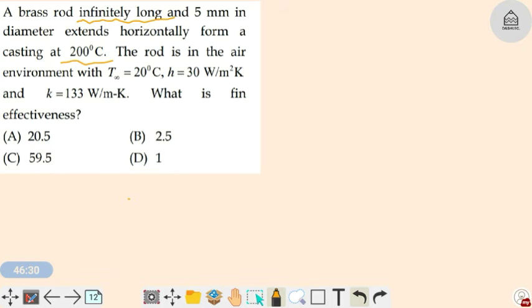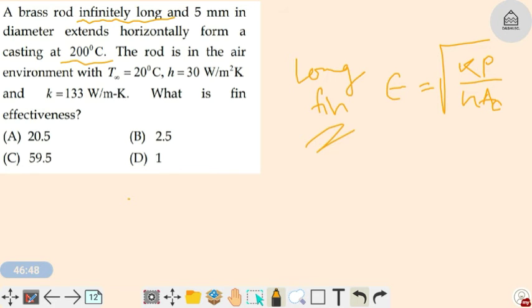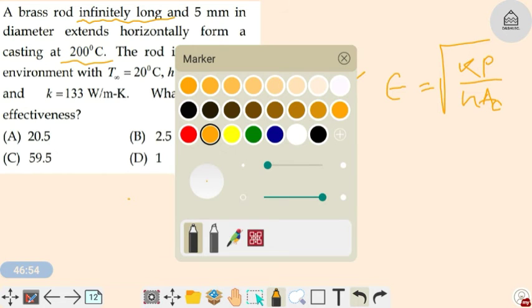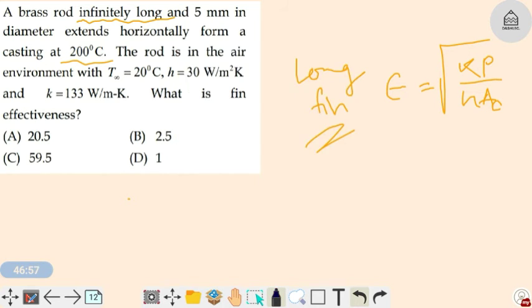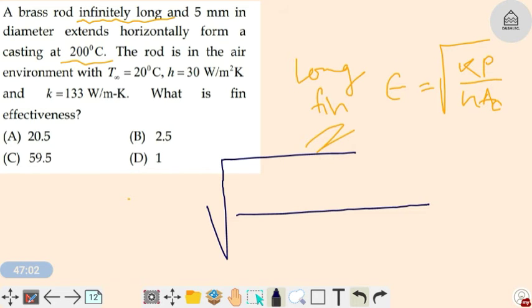So for the long fin, the effectiveness is root over of kP divided by hA_c. For the long fin, or infinitely long is given. Now, so I need to find out this term. So under root, what is k? 133. What is P? Pi D.